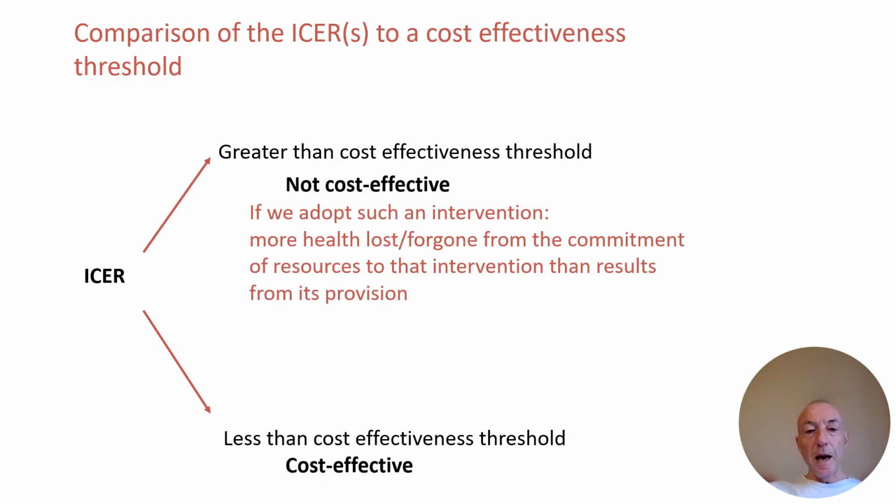So assuming we have a predetermined cost effectiveness threshold that we're going to be using, then once we've calculated our ISAs, if the ISA is greater than the cost effectiveness threshold, then it is not cost effective. If we adopt such an intervention, we think there's more health lost or foregone from the commitment of resources to that intervention than results from its provision. Whilst if the ISA is less than the cost effectiveness threshold, then we say that the health policy is cost effective.